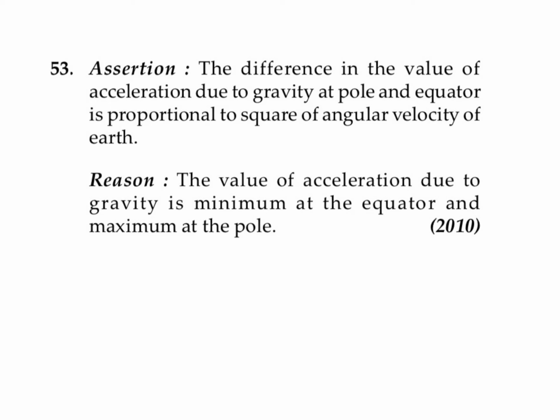The difference in value of acceleration due to gravity at pole and equator is proportional to square of angular velocity of Earth. Like we know that acceleration due to gravity at an angle theta, we can find out by using this equation: g naught minus r omega square into cos square theta. And at equator, we can say that the value of this theta is equal to 0.